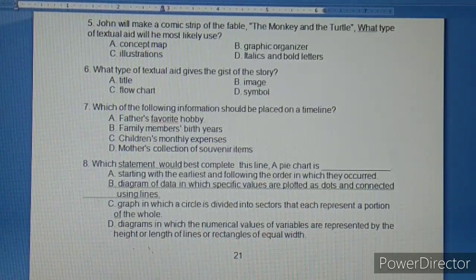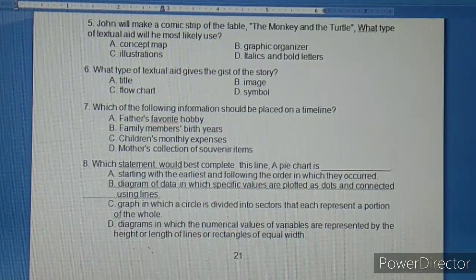Now let's move on to number 6. What type of textual aid gives the gist of the story? You already knew that. The correct answer is letter A. Title. Next, number 7. Which of the following information should be placed on a timeline? The correct answer for number 7 is letter B. Family members, birth years. So letter B.